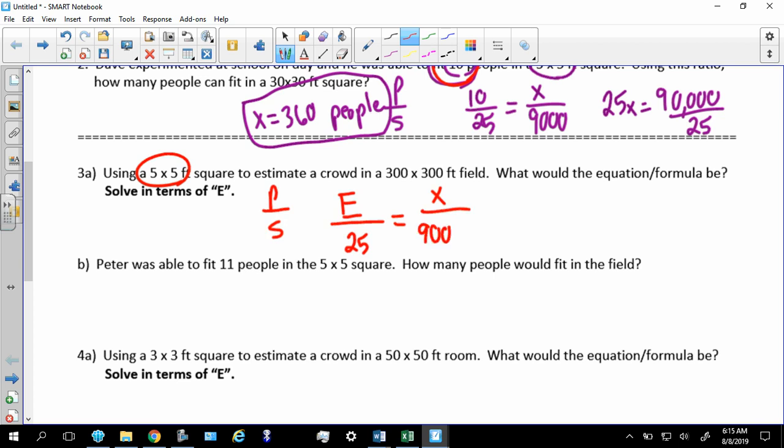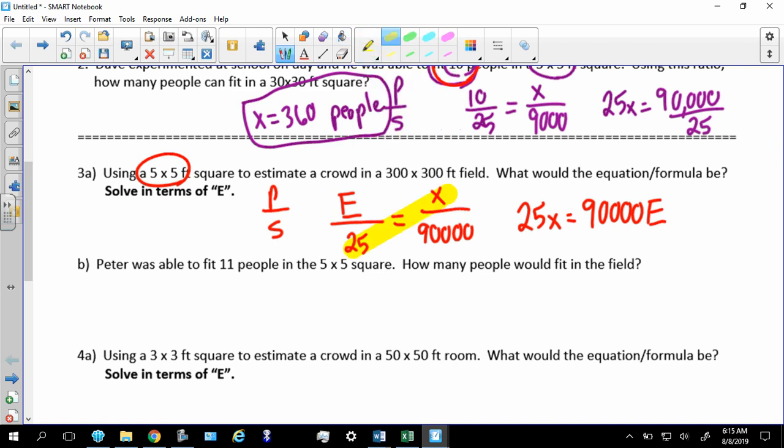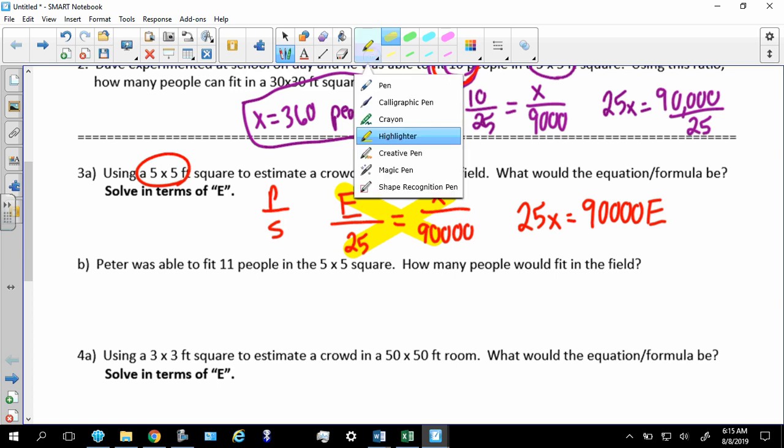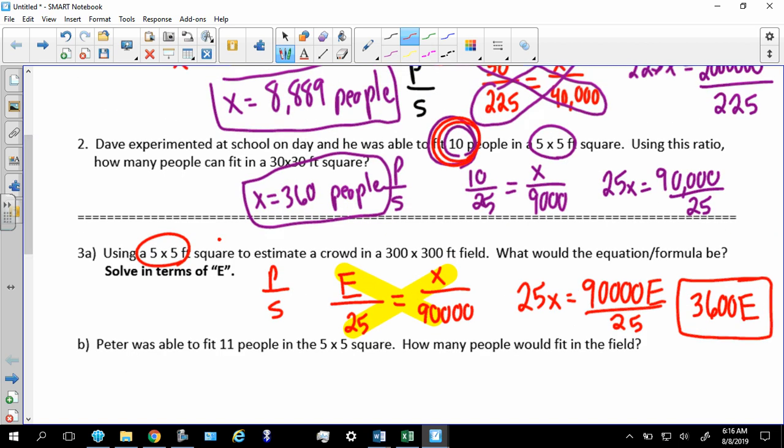That'll be 90,000. So when I cross multiply, it'll become 25x is equal to 90,000. Now we're timesing it by E. Now just in case you need a visual, I should have done this before. 25x, 90,000 E. So we're going to divide by 25. And so our answer is going to be 3,600 E. Now remember, your answer is going to have an E in it because we don't know how many people can fit into the square. Remember, question number 2, we knew exactly 10 people could fit.